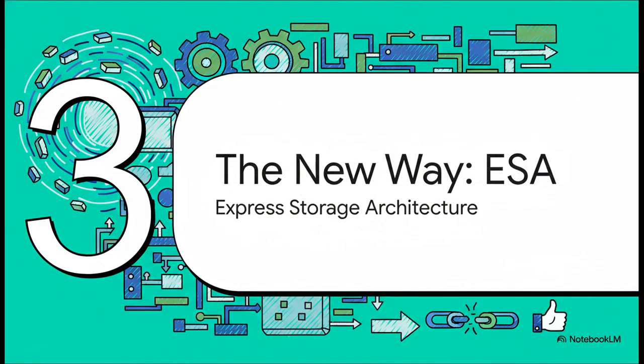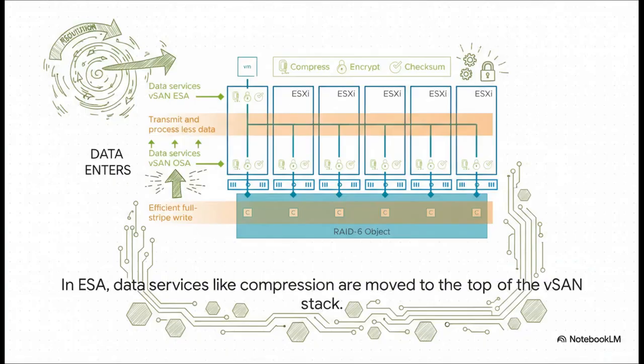Okay, so that was the old way. Now, let's fast forward and see how VMware completely flipped the script. Enter the vSAN Express Storage Architecture, or ESA. They basically took a look at all those trade-offs and said, nope, we can do way better. And the revolution is right here on this slide. Just look at where those data services live now. Instead of being this thing that happens later, way down the line, now compression, encryption, checksums, all that good stuff, it's all happening right at the top of the stack, the very second that data arrives.